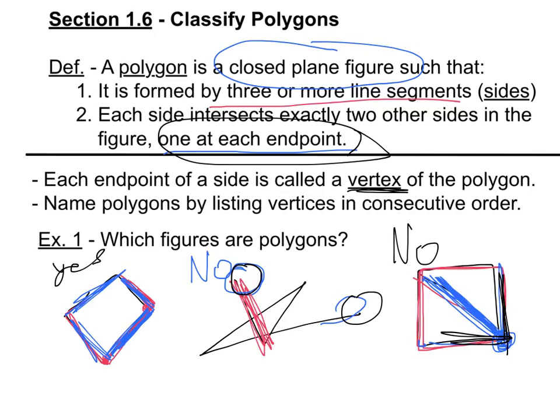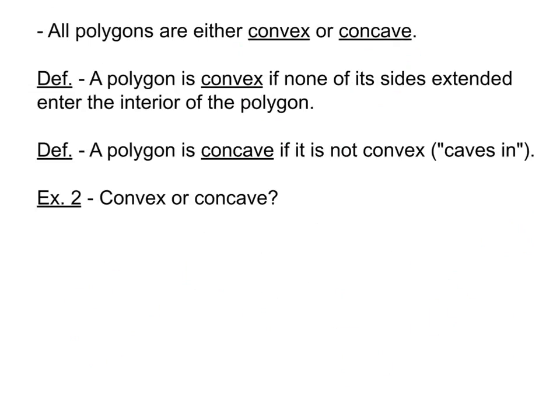Is there a polygon inside the figure? That is actually going to be true. If you were to separate this and make it into two triangles, you can consider those polygons. So in this figure, you can still consider part of the figure a polygon. You could say this triangle is a polygon, but the whole figure itself is not a polygon. Next up, we have a couple more definitions. All polygons are either convex or concave. A polygon is convex if none of its sides extended enter its interior. A polygon is concave if it is not convex, or if it quote-unquote caves in.